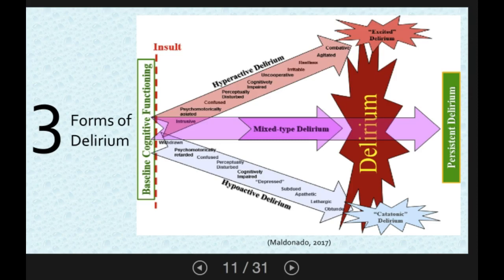The patient that has a hypoactive delirium, they just start as a little bit more withdrawn and confused and depressed seeming, and that can progress to being lethargic and obtunded and eventually to a catatonic state.